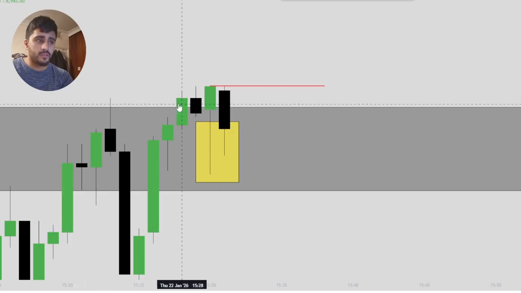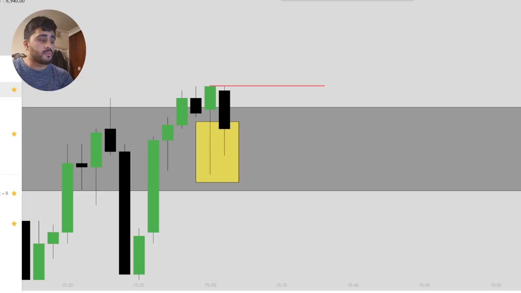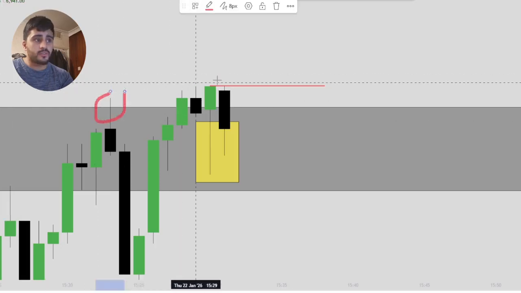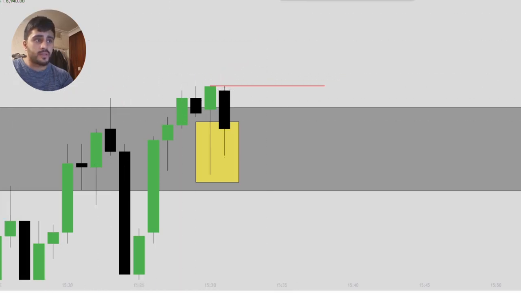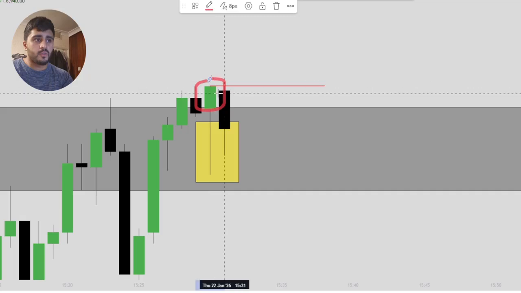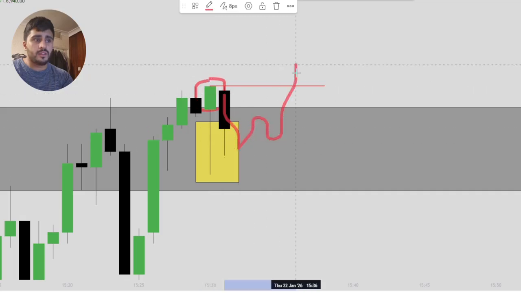It's not this. This is not the break because it's with a wick. I don't like wick breaks. I want to see price breaking with a body. So it's not this, it's this. So here's our break. And when we come back into the zone, in order for me to go long, we have to pass the red line.